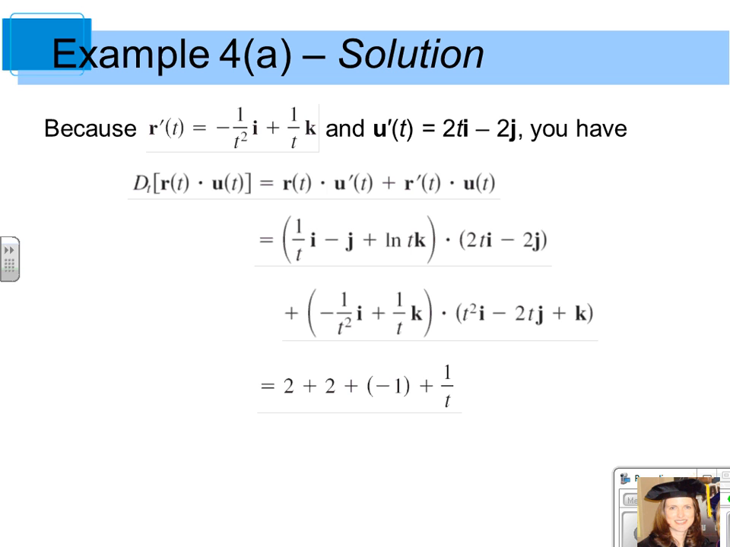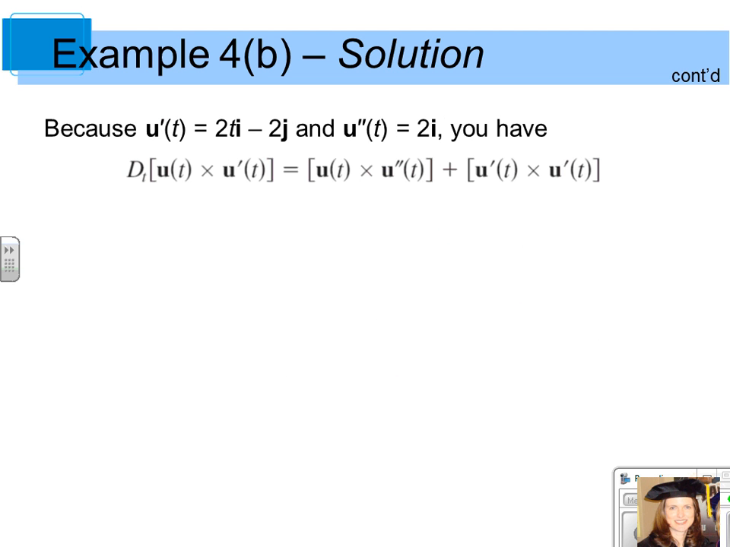You can simplify that to get the derivative with respect to t of r of t dot u of t is equal to 3 plus 1 over t. Now for the cross product, to find the derivative with respect to t of u of t cross product with u prime of t, we can find u prime and u double prime and use the property, which would be u of t cross u double prime of t plus u prime of t cross with u prime of t.